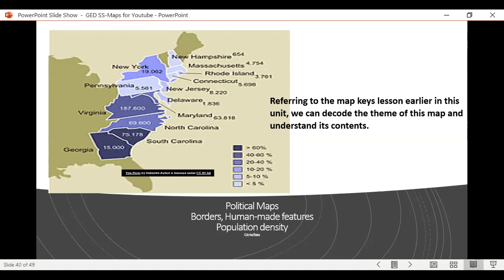But going back to our map skills, referring to the map keys helps us to understand and decode the theme of the map and understand its content. So this map itself shows us one thing, and that is population density. It also shows us plant growth or crop growth.